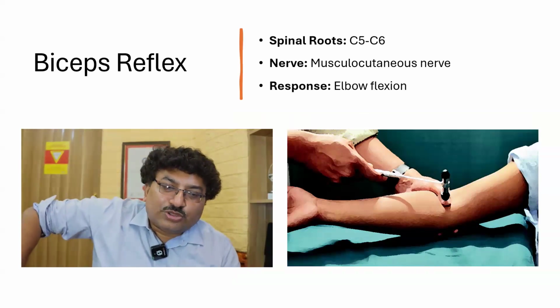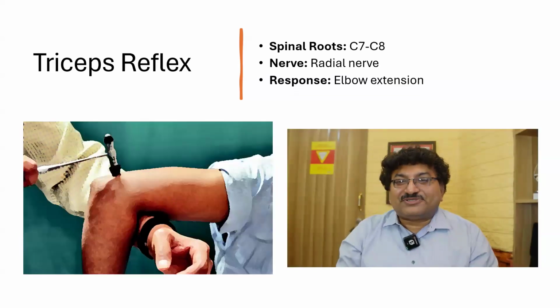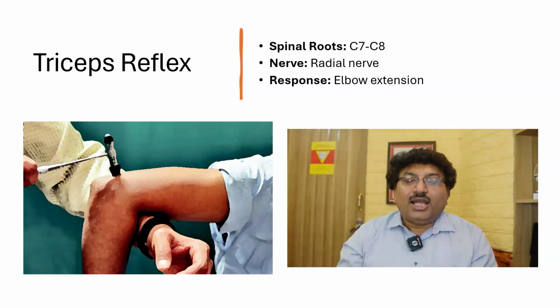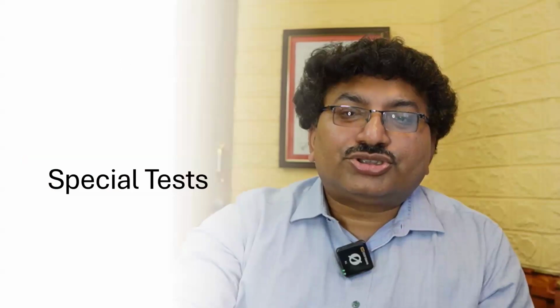Similarly, put the hand like this, and you can go for the lower part of the triceps. That is actually spinal root 6, 7, and 8, and the nerve is the radial nerve, and it would cause elbow extension. So the reflexes we have checked.